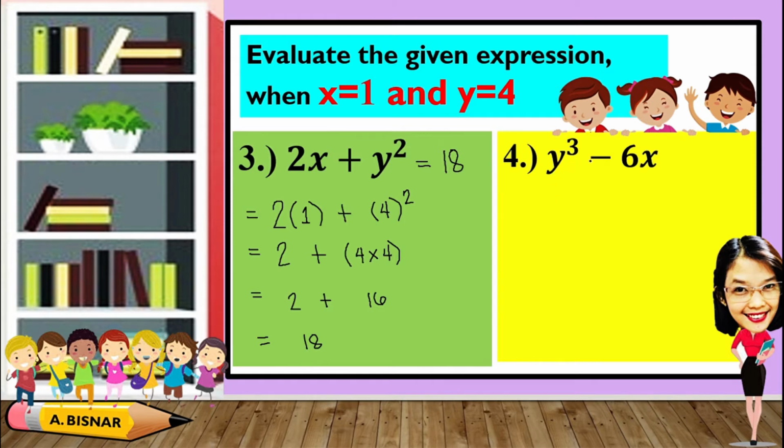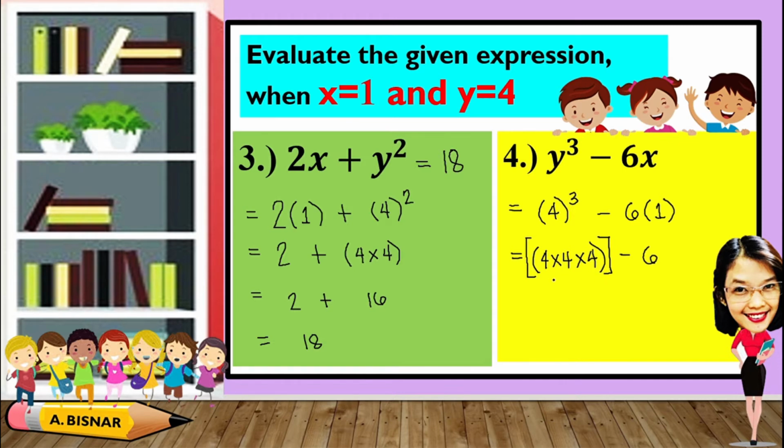Another, y cubed minus 6x. The value of y is 4. So we have 4 cubed minus 6x, and the value of x is 1. Since the exponent of 4 here is cube or 3, then you will multiply the base to itself 3 times. So we have here 4 times 4 times 4. So let us separate this from this. So we have minus, and then 6 times 1 is 6.